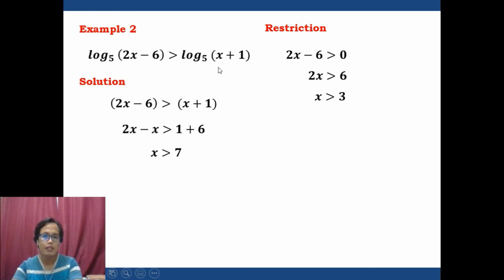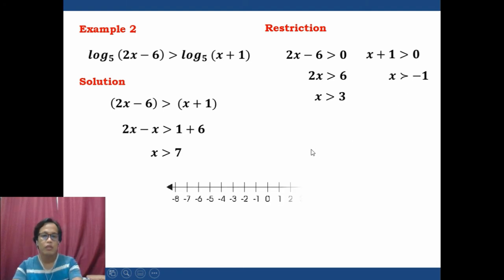For this restriction here, which is x plus 1, x plus 1 is greater than 0. By the subtraction property, x must be greater than negative 1. So as you can see, we have three inequalities here: x is greater than 7, x is greater than 3, and x is greater than negative 1. So if we are going to illustrate these inequalities on the number line, we need to illustrate first x is greater than 7. So if this is our number line, our 7 is located here.